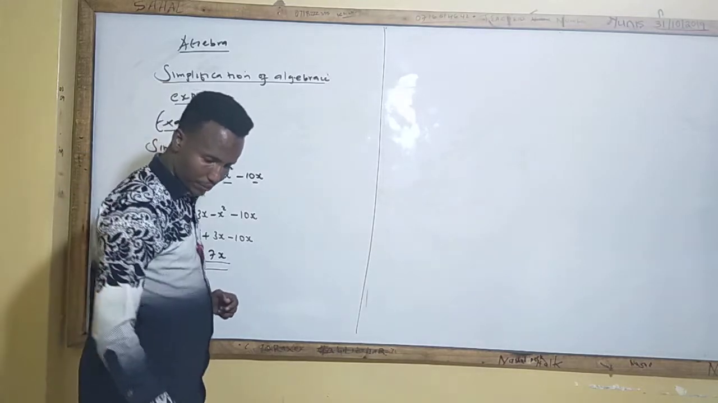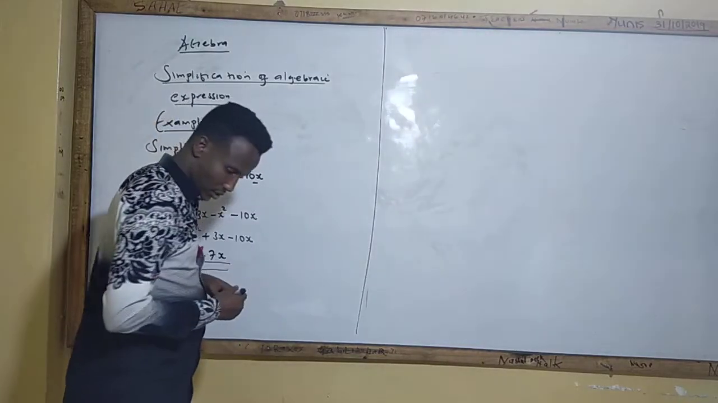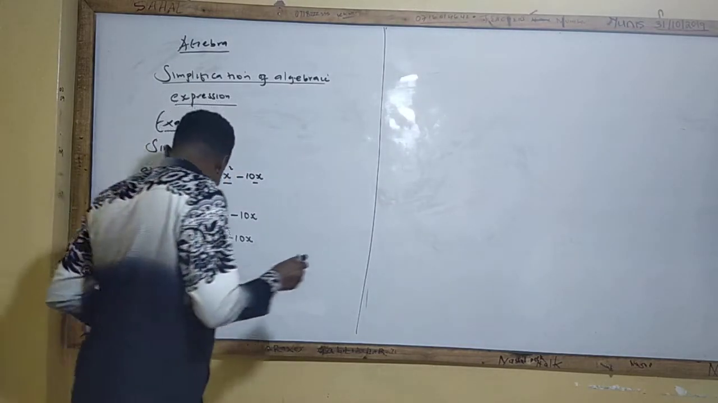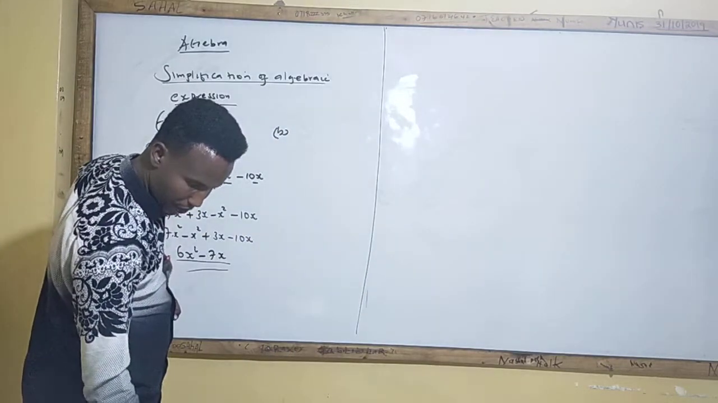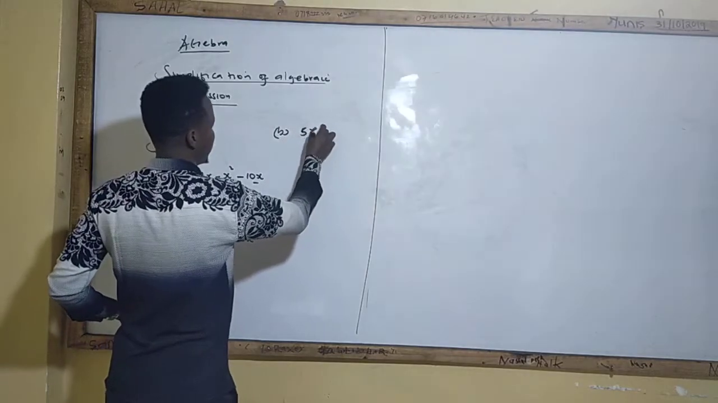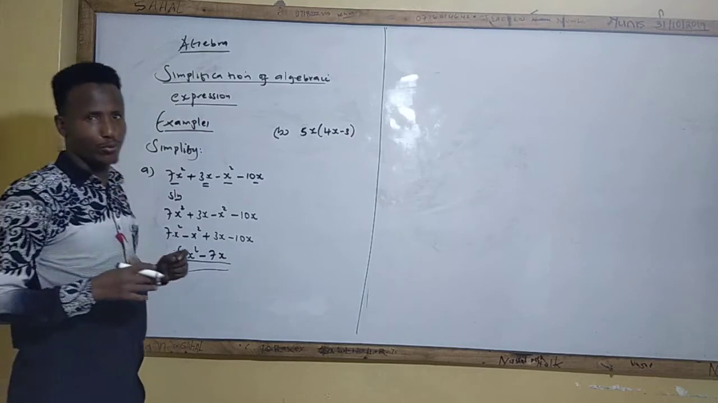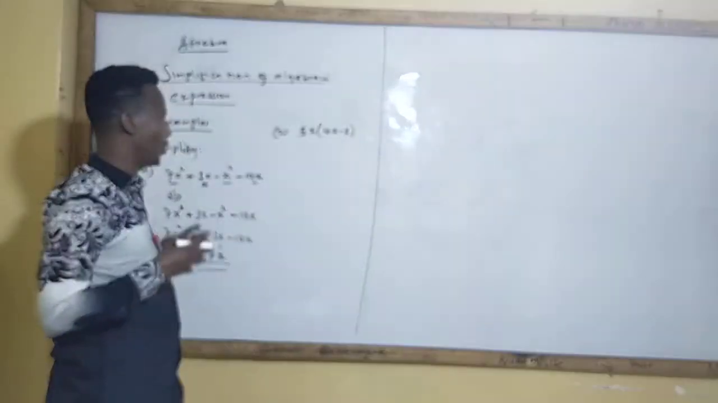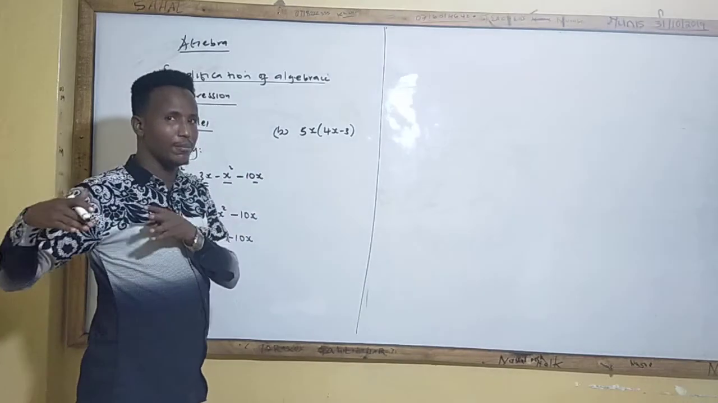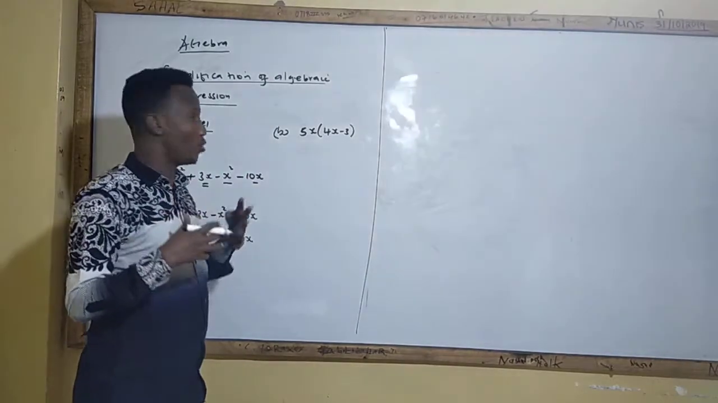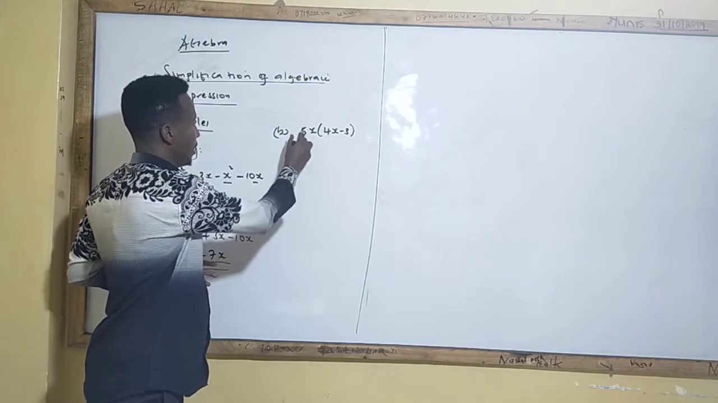Now let's see another one. Let me write it here. We have B as 5x open the bracket 4x minus 3. Now this is a matter of opening the bracket, just understand. We are opening the bracket. So remember, this quantity outside the bracket is separately multiplied by every quantity inside the bracket. Just understand that.